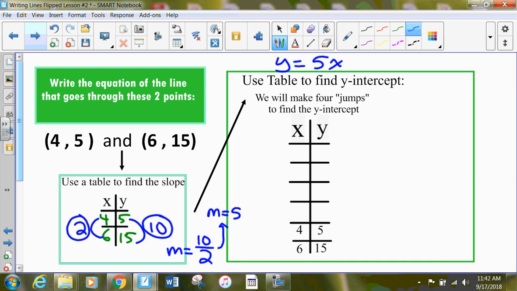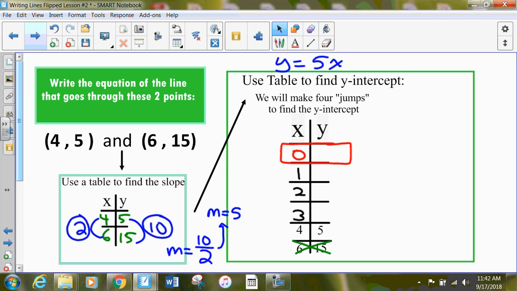Now we just need to find the b part. And so we're going to set up our table. We're going to put our 2 points in there, and we're actually not even going to pay attention to this last point. We're just looking at this point, and we know our goal is to work all the way up till we know what the y-intercept is. And we know that the y-intercept is when x is equal to 0. So as we move up the table, we want to find out what happens when x is equal to 3, x is equal to 2, x is equal to 1, and finally when x is equal to 0.